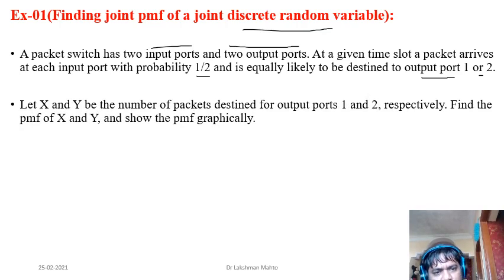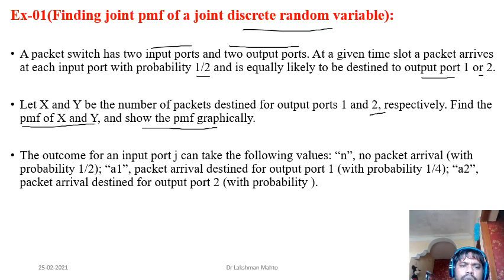Suppose x is the number of packets destined for output port 1, and y is the number of packets destined for output port 2. Then we have to find the joint probability mass function of x and y, and also the graphical representation of this. Given the time, I will give the graphical representation as homework for you. You all can try yourself. I will give a formula for how to find the joint PMF of x and y.